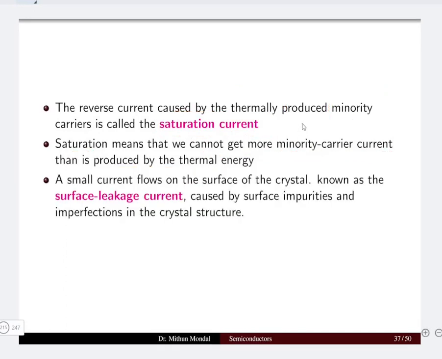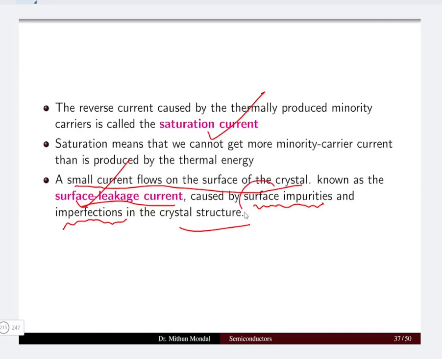Also, a small current flows on the surface of the crystal, known as the surface leakage current, caused by surface impurities and imperfections in the crystal structure. So together with saturation current, you have surface leakage current. The leakage current is due to the surface impurities and imperfections, whereas the saturation current is due to the minority carriers.